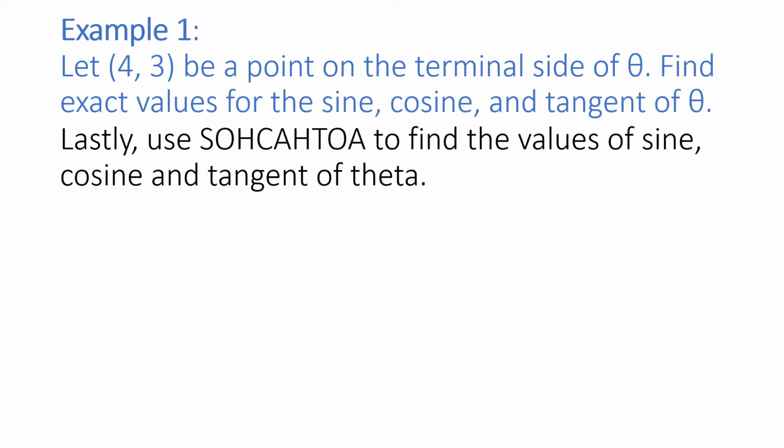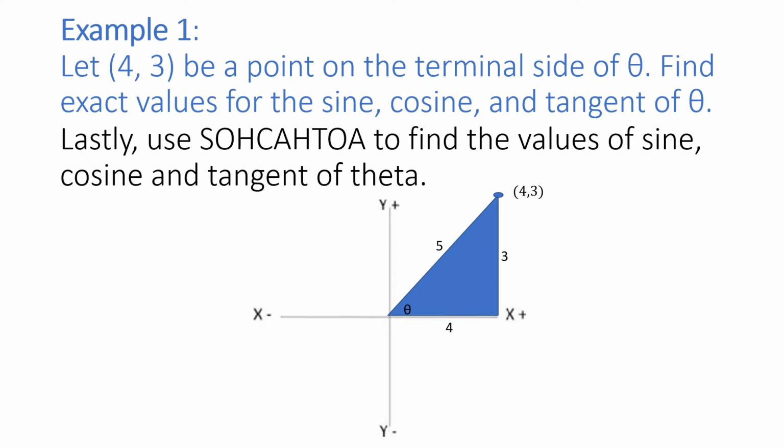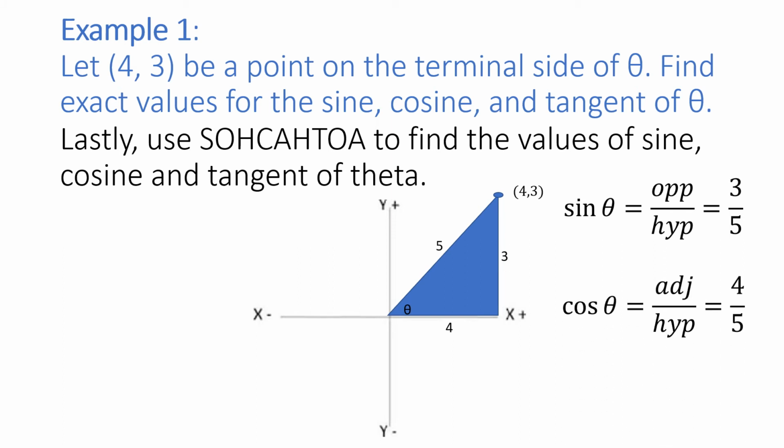All right, so now that I have a completed triangle, we want to lastly use SOHCAHTOA to find the values of sine, cosine, and tangent of theta. Looking at my triangle, sine theta is opposite over hypotenuse, so that's 3 over 5. Cosine theta is adjacent over hypotenuse, so that's 4 over 5. And then tangent of theta is opposite over adjacent, which is 3 over 4.